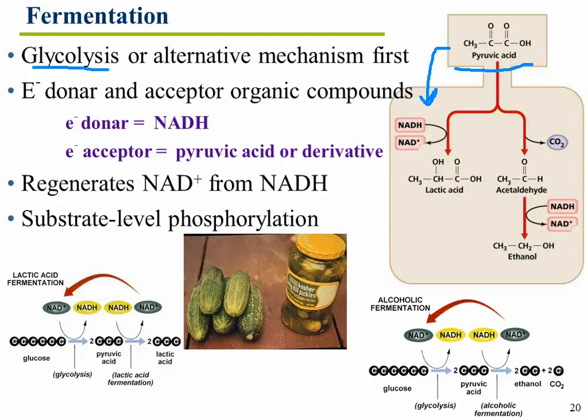pathway. If you've had A&P, you've covered this. So in this fermentation called the lactic acid fermentation, you start with pyruvic acid. Notice it's a 3-carbon molecule. NADH is going to give electrons to pyruvic acid. NADH becomes oxidized to NAD, and pyruvic acid becomes reduced to lactic acid.